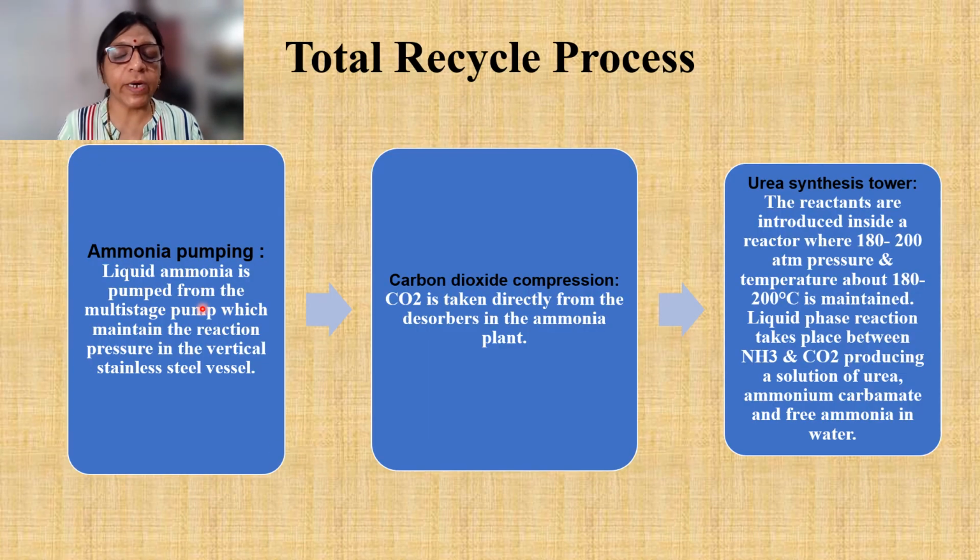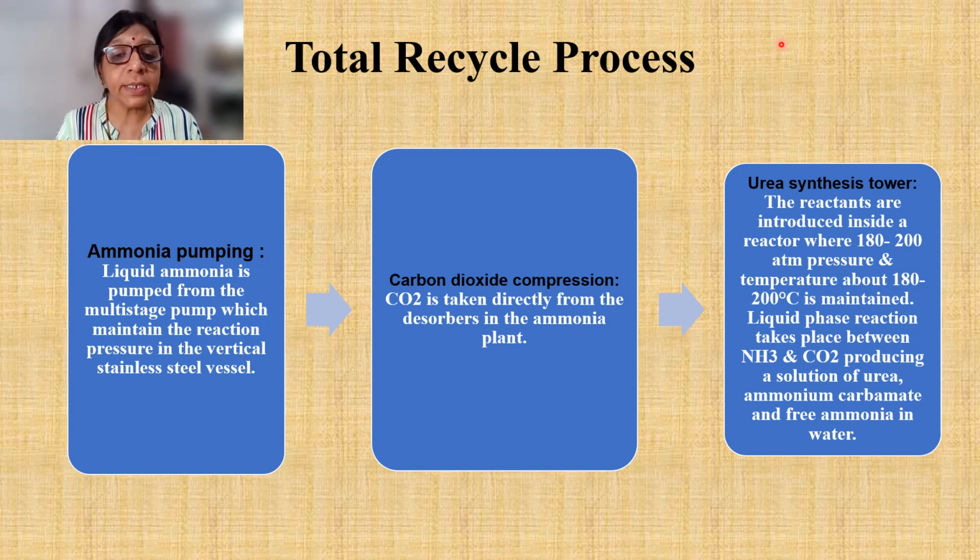What happens first? The liquid ammonia is pumped along with liquid carbon dioxide into the urea synthesis tower, where a temperature of 180 to 200 degrees is maintained along with a pressure of 180 to 200 atmospheric pressure. In this reactor, a liquid phase reaction takes place between ammonia and carbon dioxide, leading to the formation of ammonium carbamate and free ammonia in water.